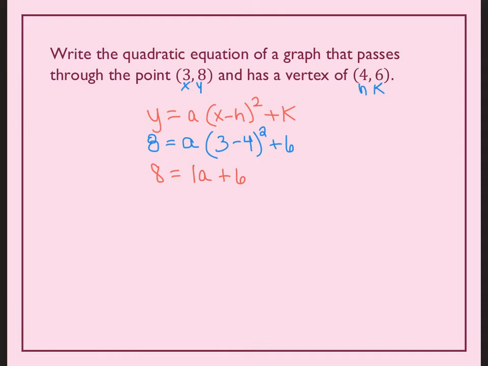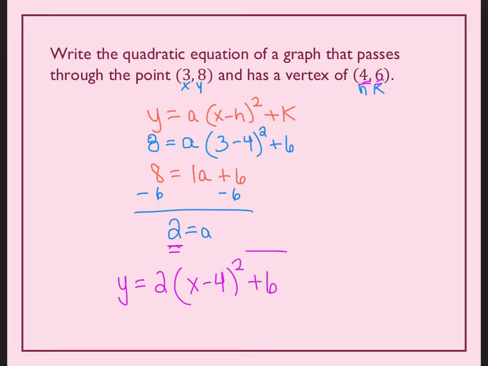Now how do I get a by itself? I subtract 6 on both sides. I get 2 equals a. So now I can actually write my final equation. For the equation, I need the a value and I need the h and k. I don't need the point for it. So my final equation for this graph is going to be y equals 2(x minus 4) squared plus 6. And as I do more of these, I'm going to speed up the process.